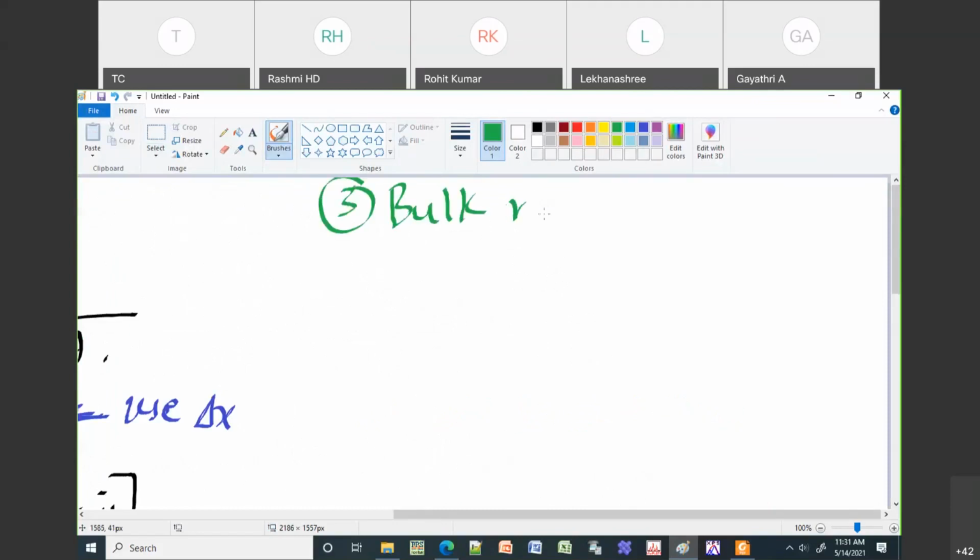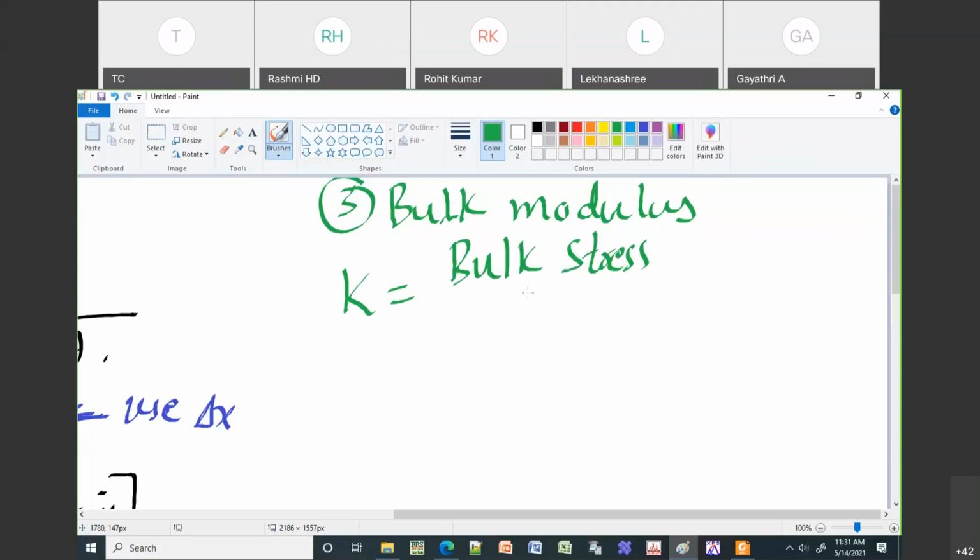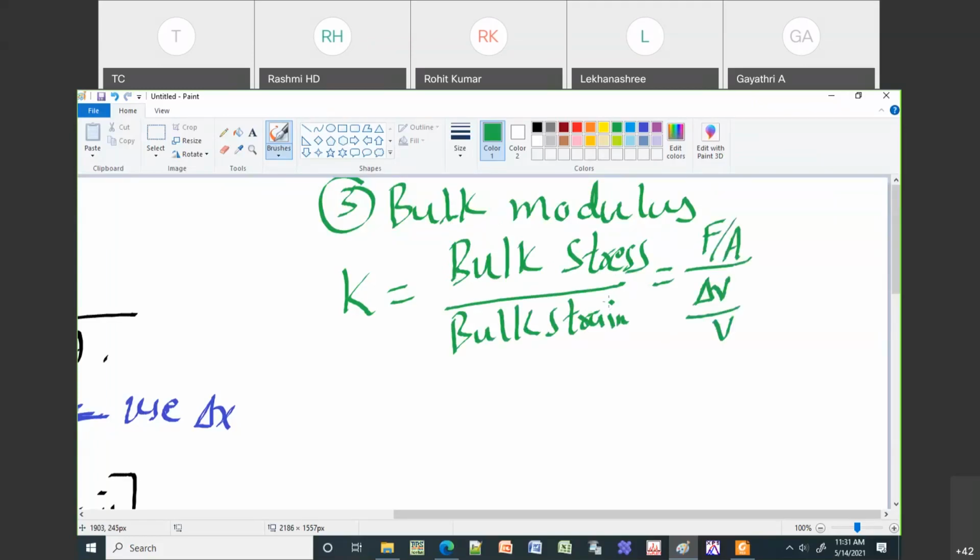What is the definition of bulk modulus? Bulk modulus K equals bulk stress by bulk strain. Bulk stress is again force by area, divided by change in volume by original volume, that is your bulk strain. Change in volume I will call delta V, and original volume is V.